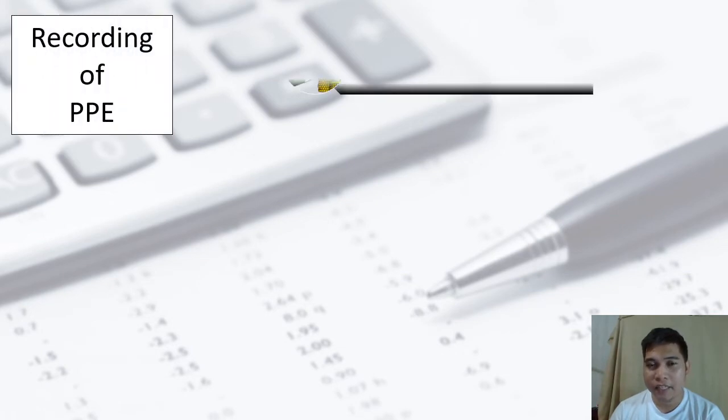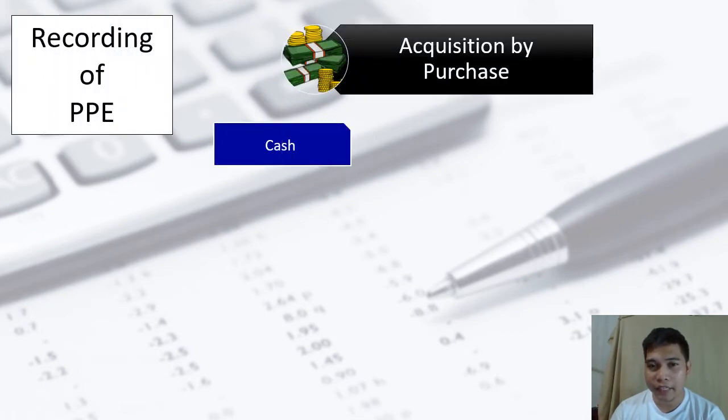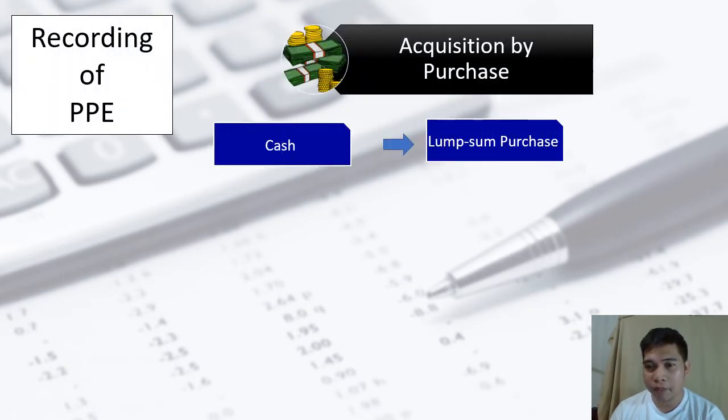Okay, so another example, so acquisition by purchase, cash, pero by lump sum purchase. If we say lump sum, maraming bibiling asset pero isang beses lang babayaran. So, normally kapag lump sum purchase po, nagkakaroon tayo ng discount. So, yung ating cash price sa lump sum ay mas maliit compared dun sa kanyang cash price kapag binili mo siya individually. So, para mas maintindihan natin, let's have an example.